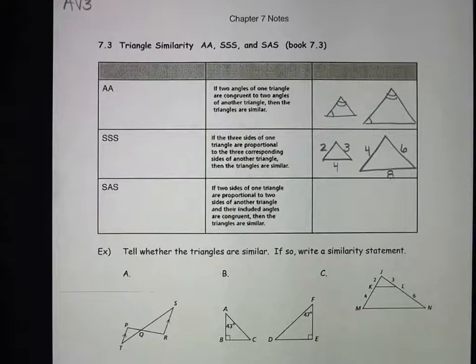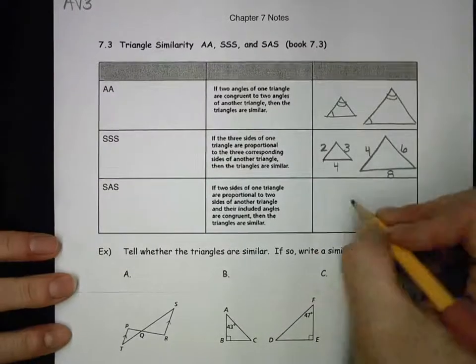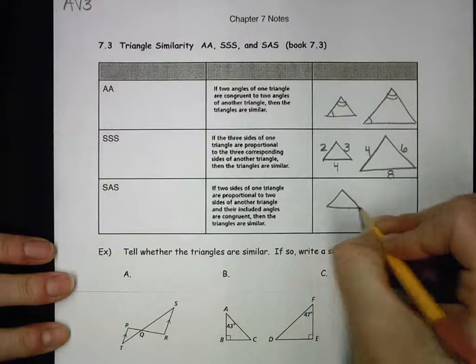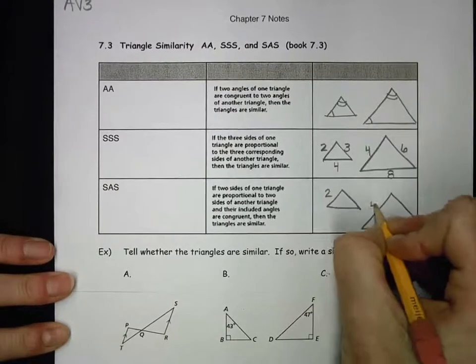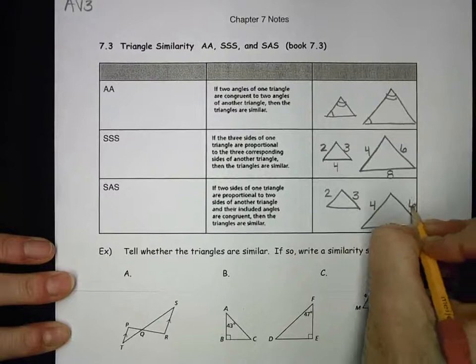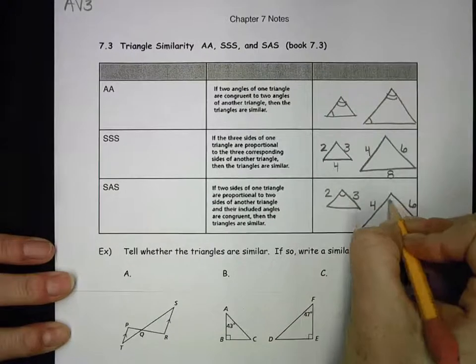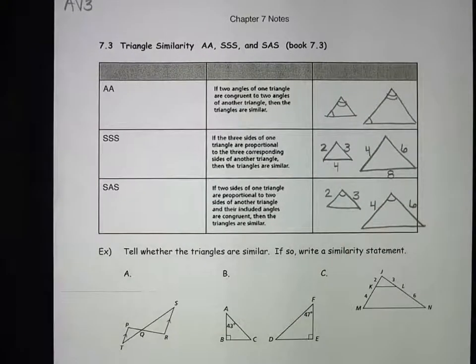The third triangle similarity theorem is SAS. If two sides of one triangle are proportional to two sides of another triangle, and their included angles are congruent, then the triangles are similar. For example, if you have one triangle and another triangle, if these two side lengths are proportional and the included angles are equal, then we can say the whole triangles are similar.